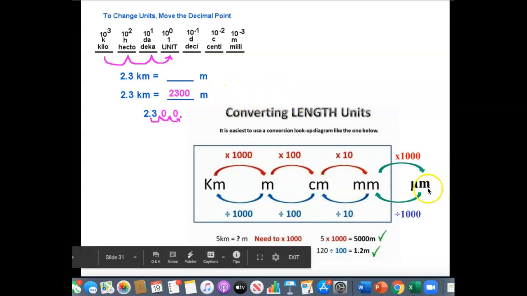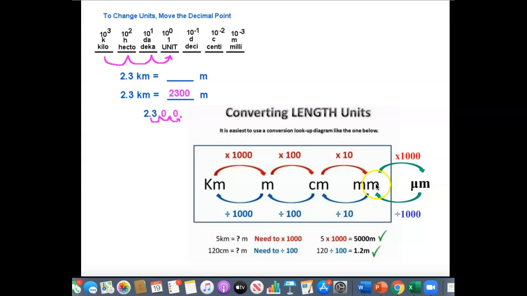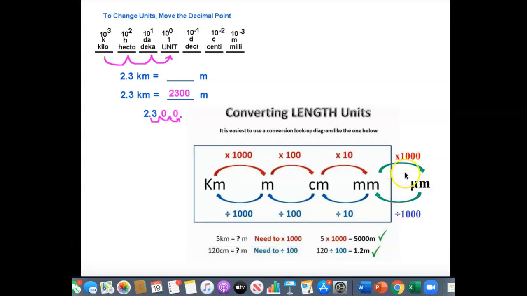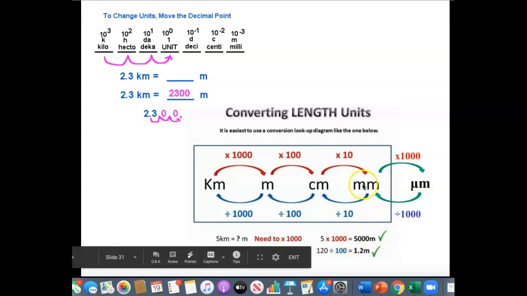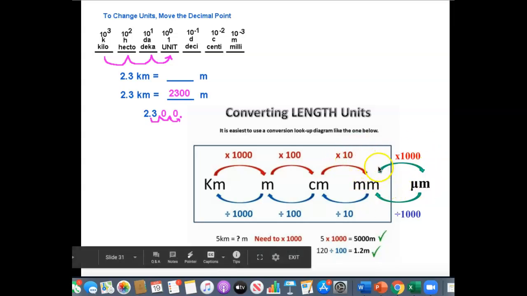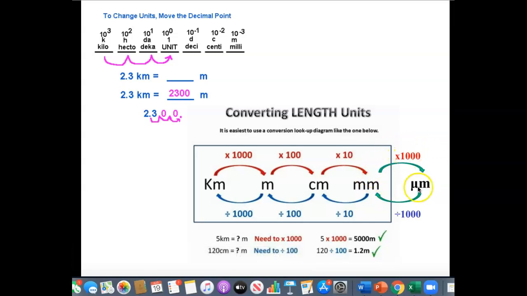And then here's micro down here. Micro, you have to move it 3 spaces down from milli. So if I wanted to convert, let's just say 3 millimeters to micrometers, I have to move it down. This is 3 spaces because it's not just times 10, it's times 10 3 times. So if it's 3 millimeters, then I have to move the decimal over 3. 1, 2, 3, it'd be 3,000 micrometers.